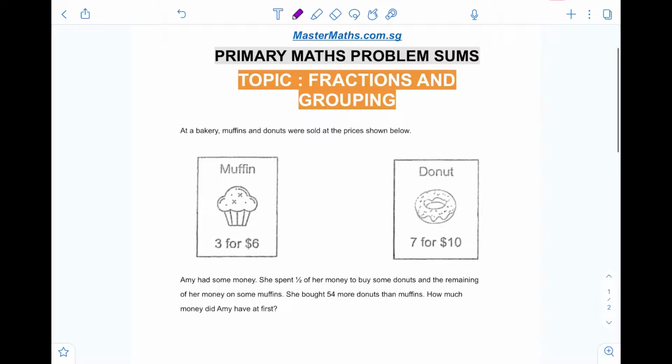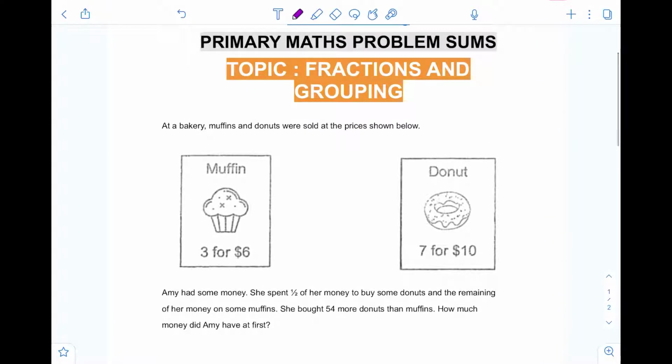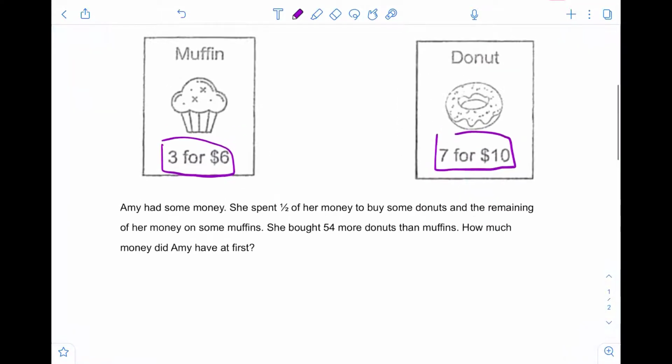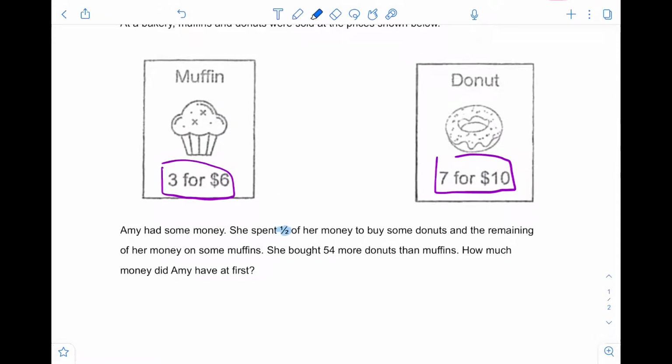At a bakery, muffins and donuts were sold at the prices as shown below. So for muffins, 3 for $6, donut 7 for $10. Well, Amy had some money. She spent half of her money to buy some donuts and the remaining of her money to buy some muffins.